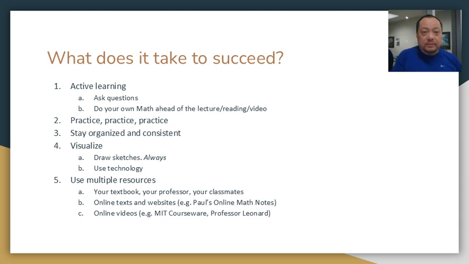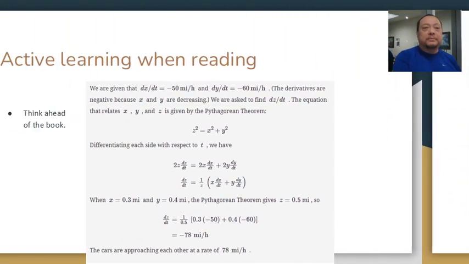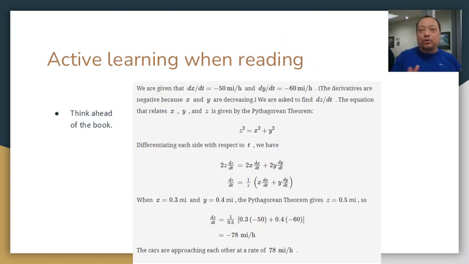But here's the list. Number 1 on the list is active learning. Let me show you an example from Calc 1. Let's say you're in Calc 1 class and you're doing related rates, and you're reading a problem and you get to this sentence. It says, the derivatives are negative because... Well, you should stop right there. Don't read on. Just stop right there. Think about why the derivatives are negative. Think ahead about all the explanations and do all the calculations before you read on.